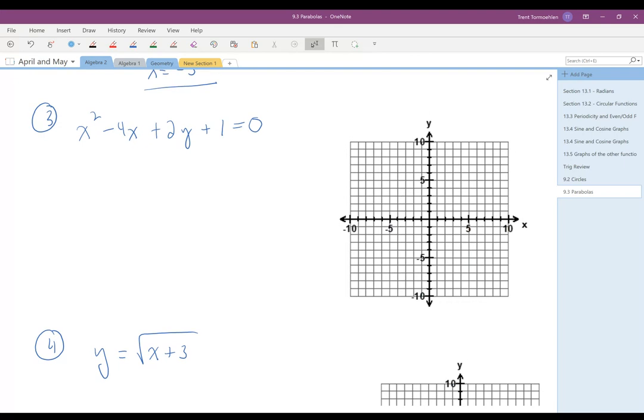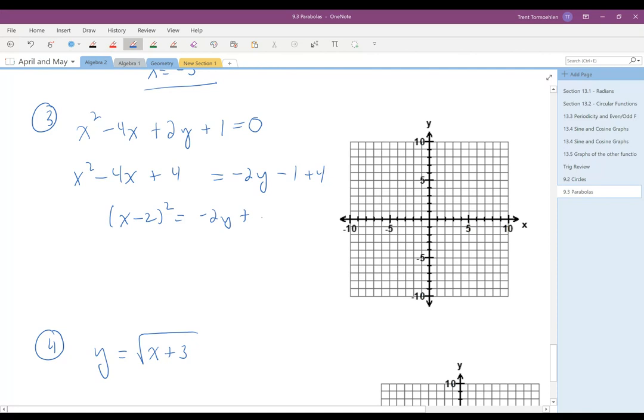This time we have the x squared term again instead of the y squared being there. And so we get the x's on one side, so we get x squared minus 4x. And then on the other side, we're going to have negative 2y minus 1. Completing the square, half of negative 4 is negative 2, squared is positive 4, so we're going to add 4 to both sides, and so that's going to give me x minus 2 squared equals negative 2y plus 3. But we want the y coefficient to be positive 1, so we divide everything by negative 2. So that gives me negative 1/2, and then x minus 2 squared equals y minus 3/2.